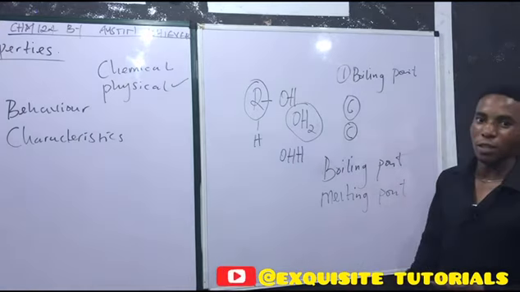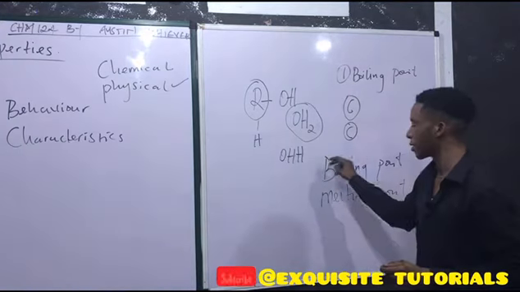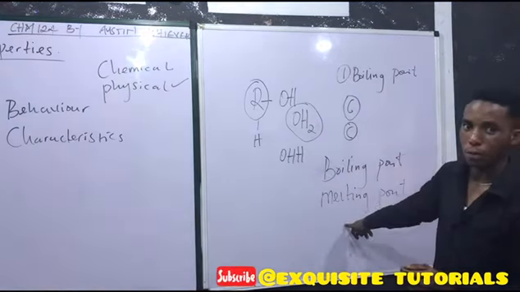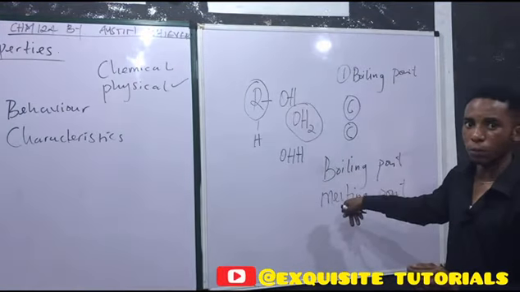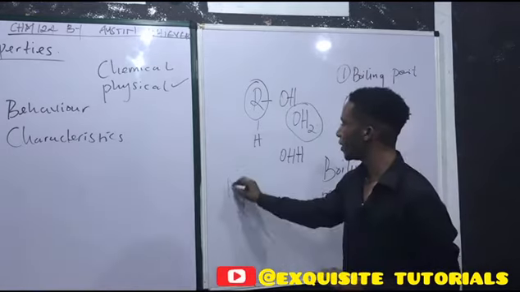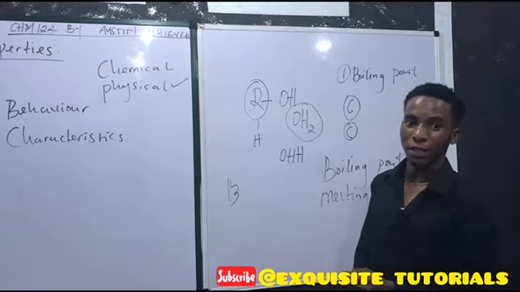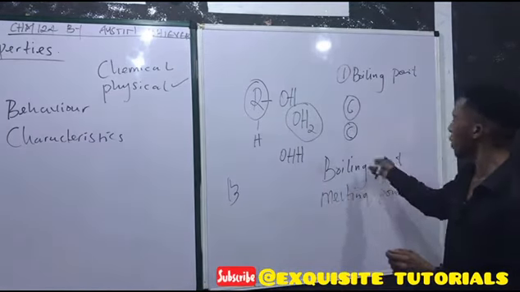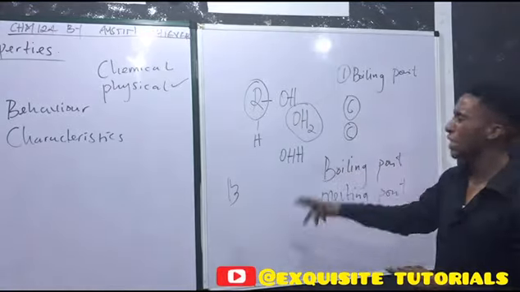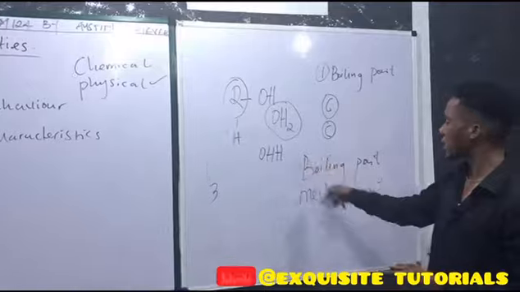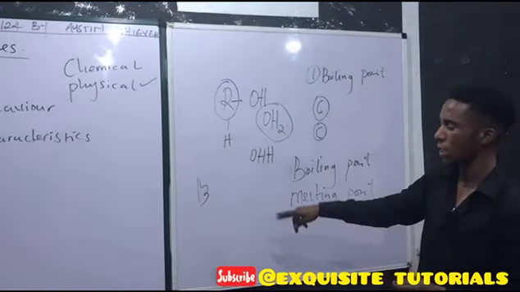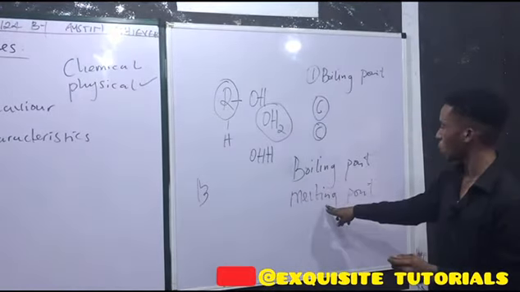It is not the same, and it is not the opposite of what? Melting point. They are not the same, but they are not the opposite of each other. But boiling is the opposite of melting. There is a difference between boiling point and melting point. There is a difference between boiling point and melting point. This is not the opposite of this.